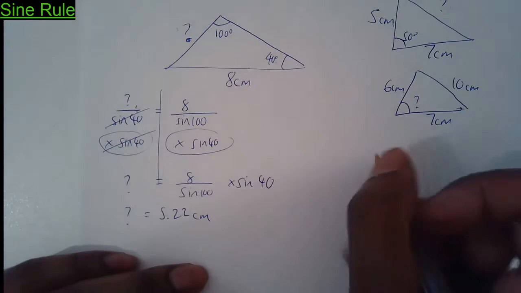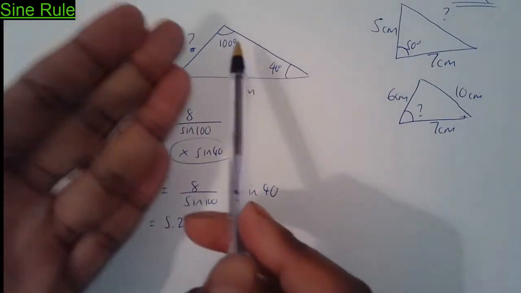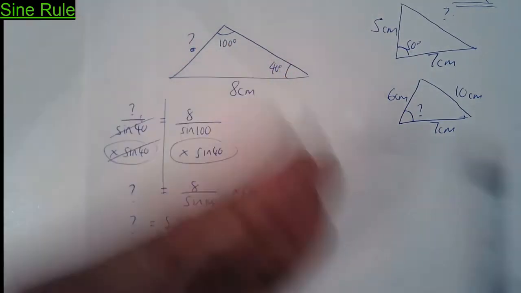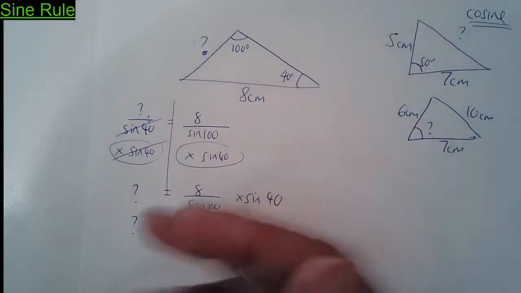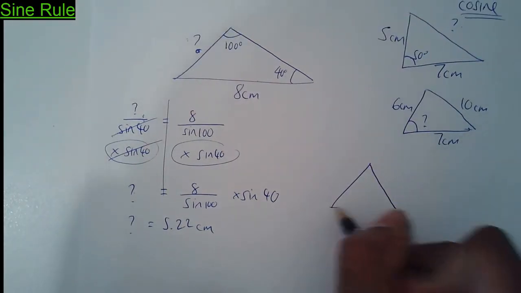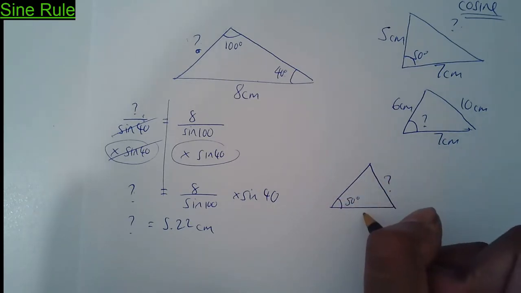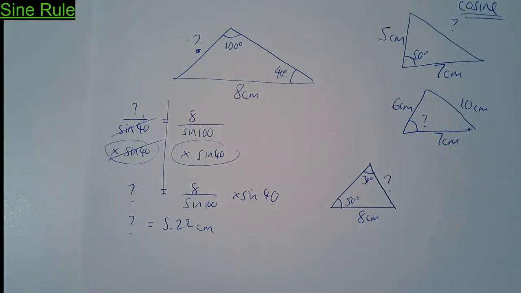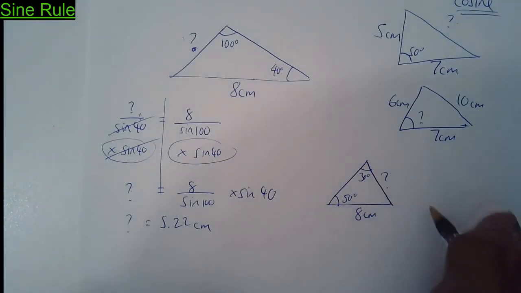I'll do one more. Remember, you can use a sine rule even if you've got a right angle. So instead of using trigonometry, SOHCAHTOA, you can use a sine rule. Here's another example. That's 30. We're trying to work out this side over here.